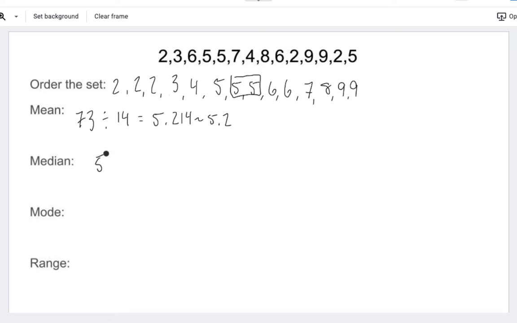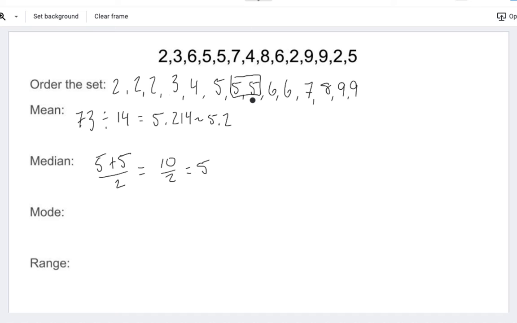So we don't have to, but you could say 5 plus 5 divided by 2. And 10 divided by 2 would obviously just be 5. So anytime it's the same number, obviously it's just going to be that number.